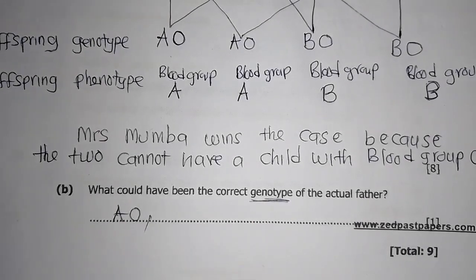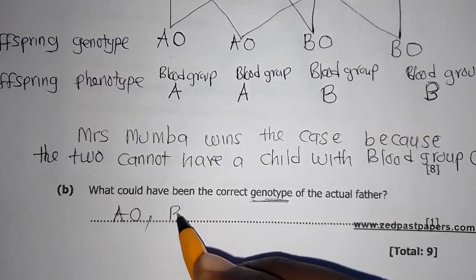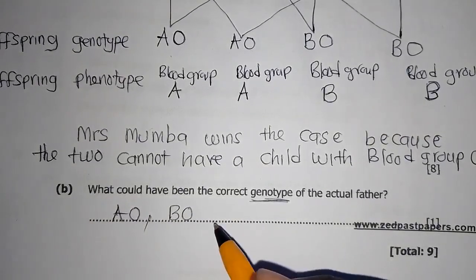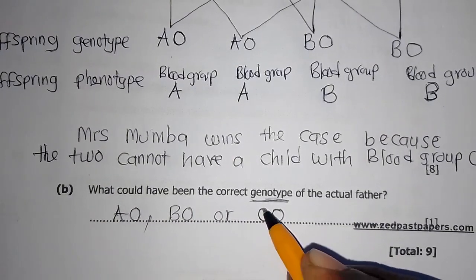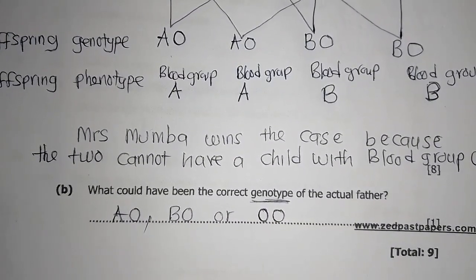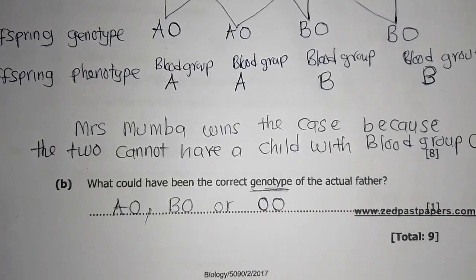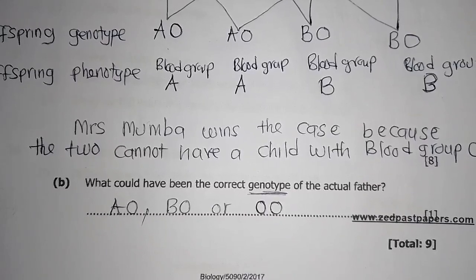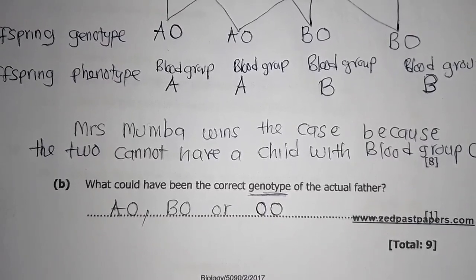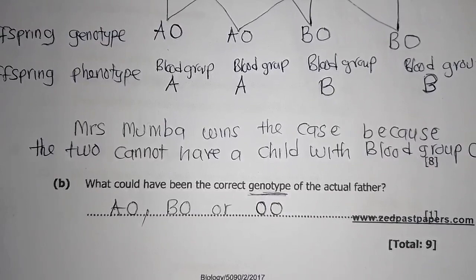So AO, BO, or O, you can put O, O. Have you seen? We can put it like this. So this can be the genotype of the father. If it is like this, then we can have a child with blood group O. So this is how you need to answer this question.